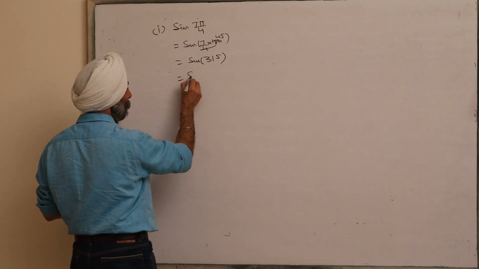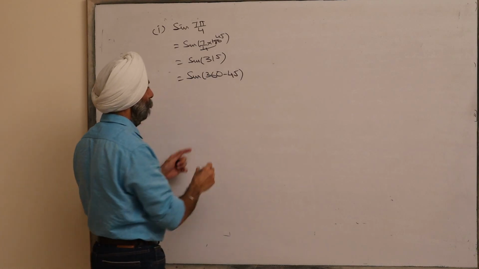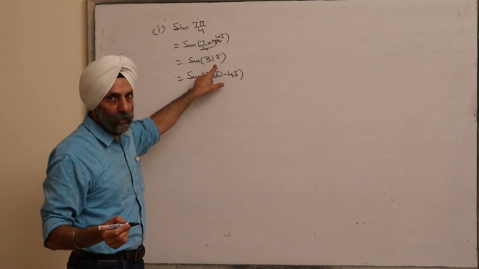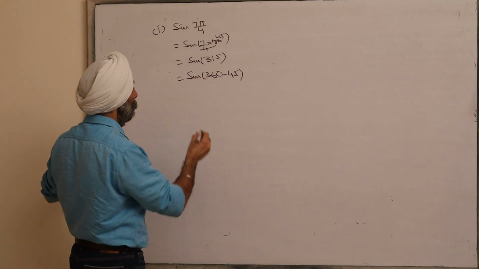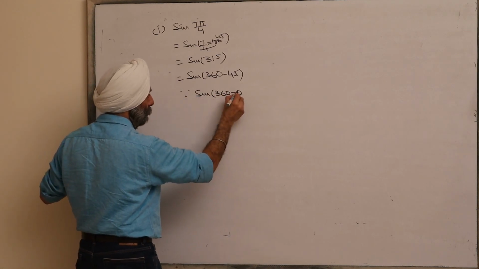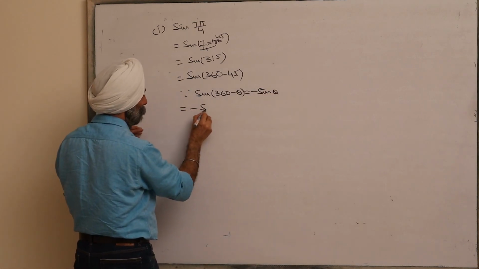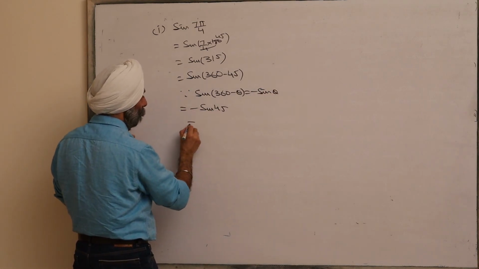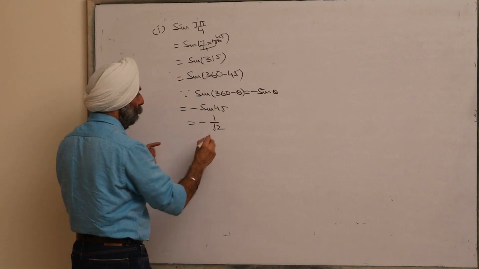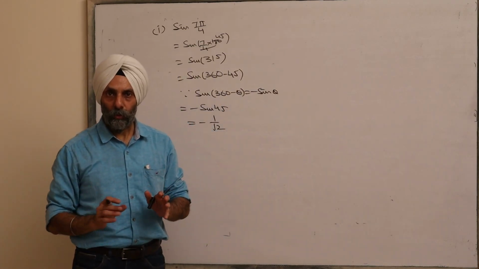Now can I write this as sine of 360 minus 45, because if you simplify this you can see that it comes out to be 315. Now because sine of 360 minus theta is minus sine theta, therefore it is minus sine 45. What is sine 45? 1 over root 2. So it comes out to be minus 1 over root 2.